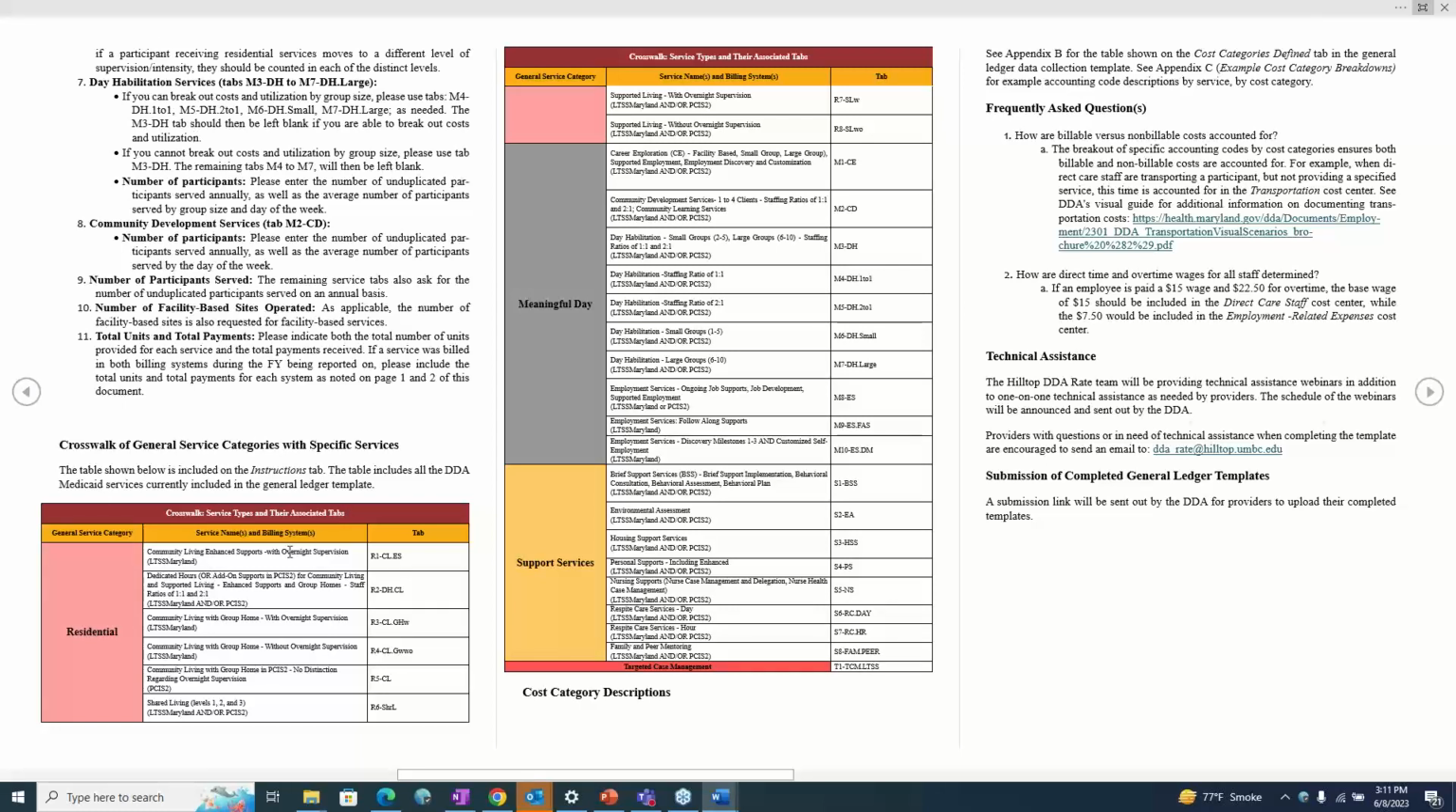This is the crosswalk, again, of the general service categories, and they are color coded so that you can find them a little bit easier in the template.